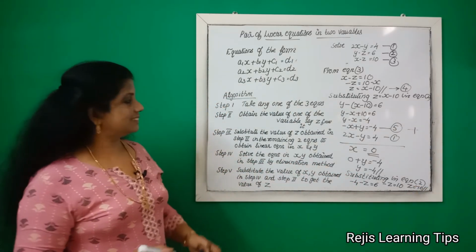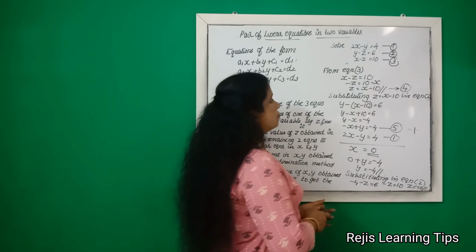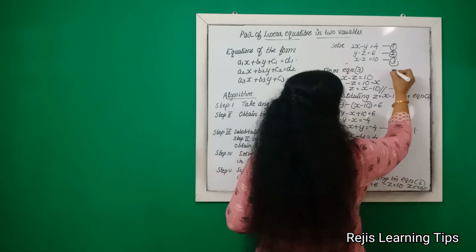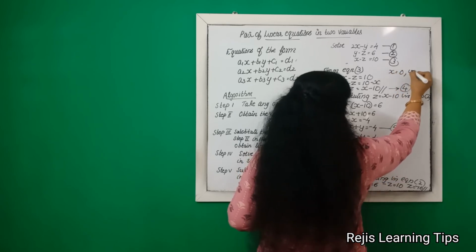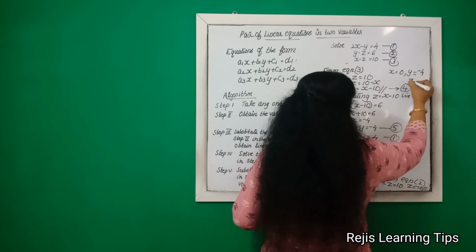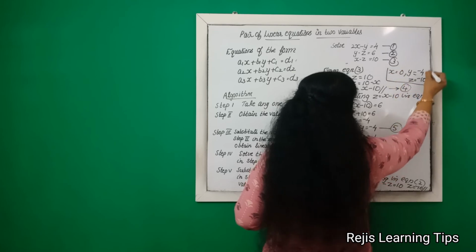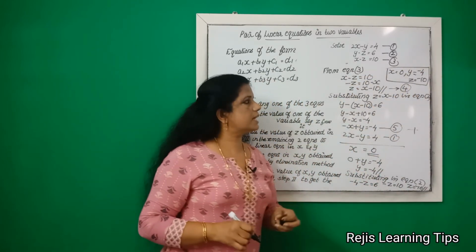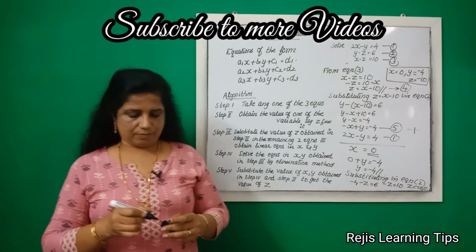So the solution of the given system of equations is x is equal to 0, y is equal to minus 4 and z is equal to minus 10.